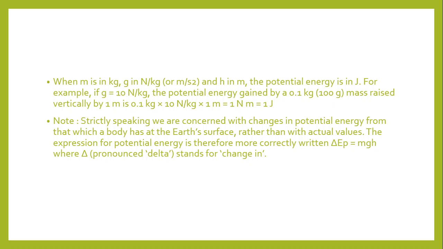Strictly speaking, we are concerned with changes in potential energy from that which a body has at the Earth's surface rather than the actual values. The expression for potential energy is therefore more accurately written as delta E_P equal to mgh, where E_P has P in subscript, it's not another quantity, and delta means change in. So it isn't an absolute value that an object has, it's about the changes in potential energy. Because if an object is on the surface or on the ground, it still has some potential energy, but we are talking about the changes, because we are always being pulled by the force that the Earth exerts on us.